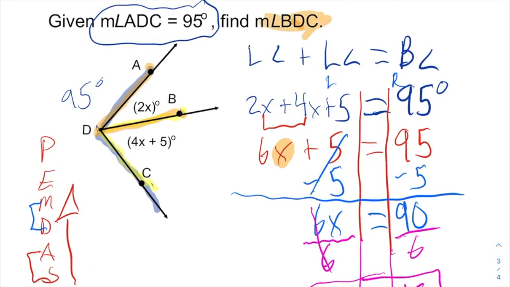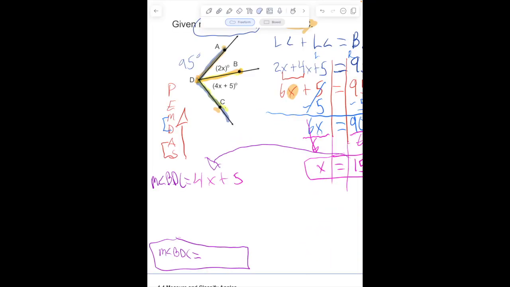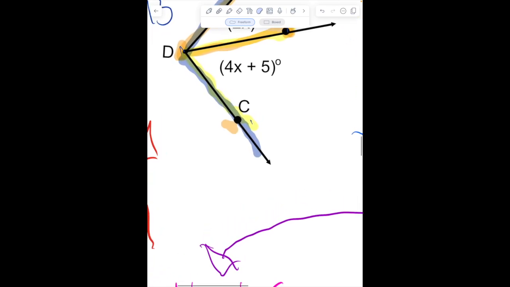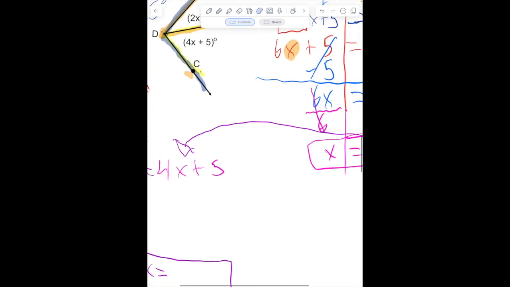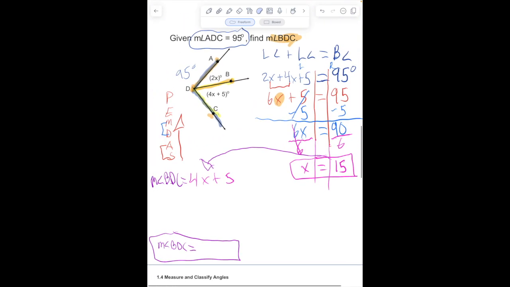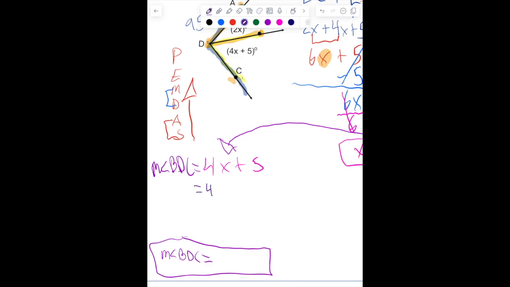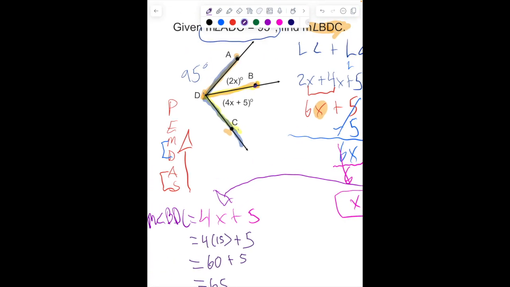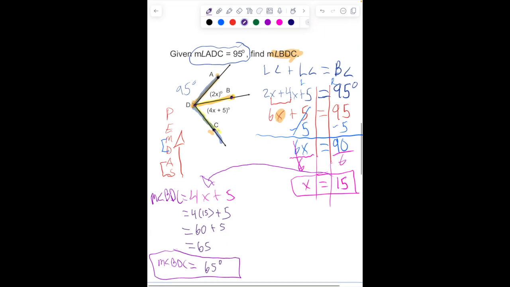Now, you might think this is your answer, but let's revisit the question. The question said, find the measure of angle BDC. When I see BDC, that's this section. It says 4x plus 5. So I'm going to take what I just found x to be, 15, and plug it in here. Every time I see an x, I'm going to write 15: 4 times 15 is 60, plus 5, and that equals 65. So the measure of angle BDC is 65 degrees.